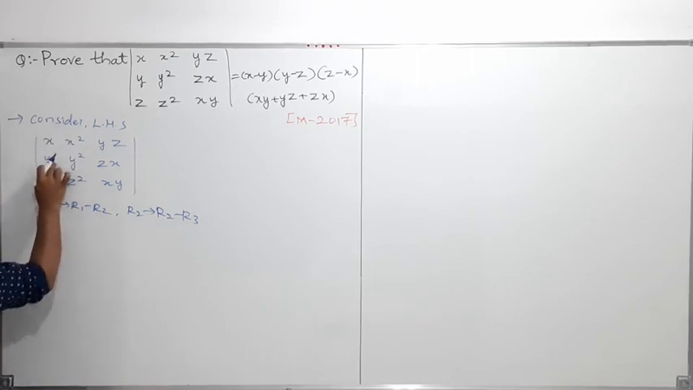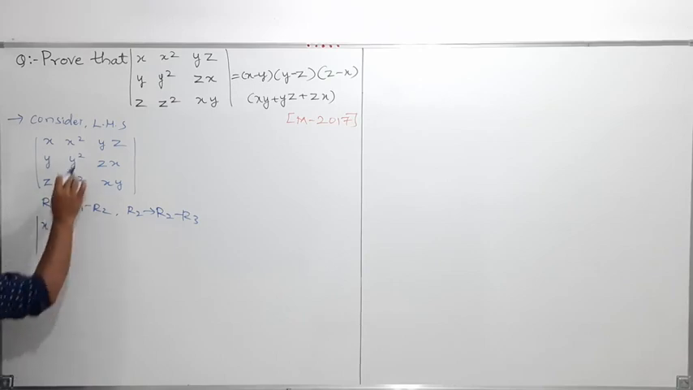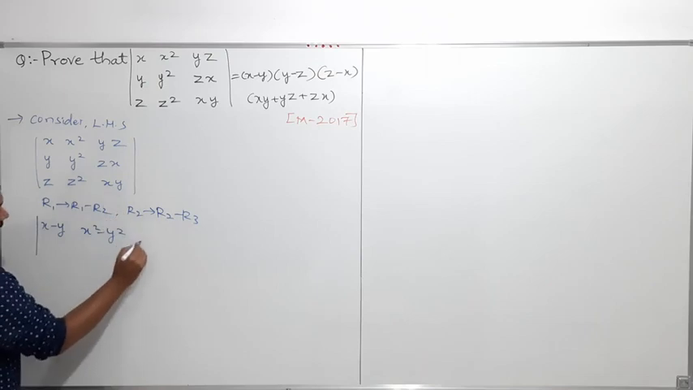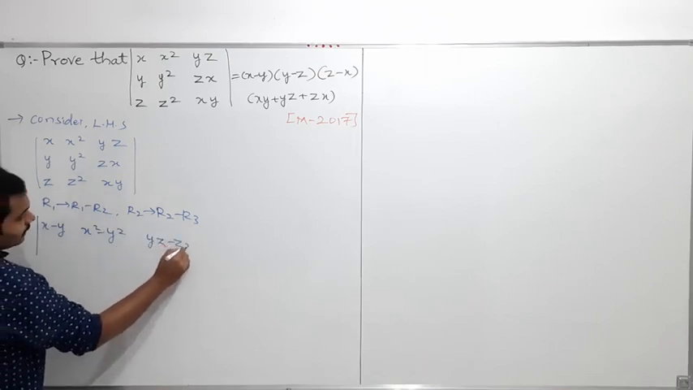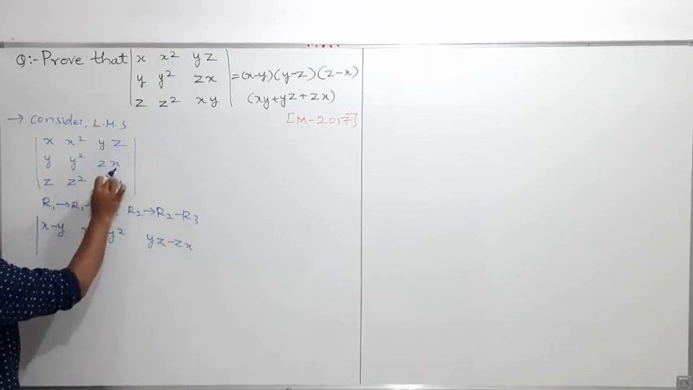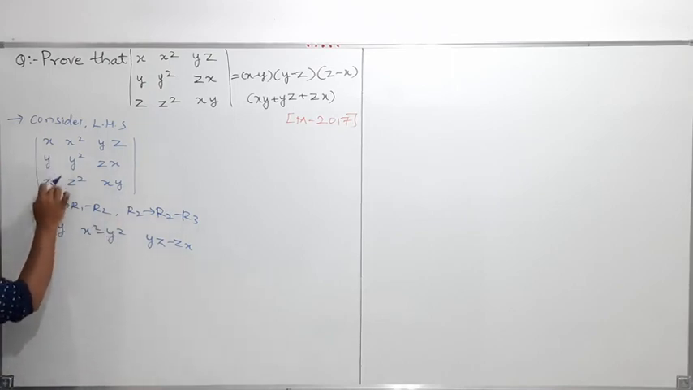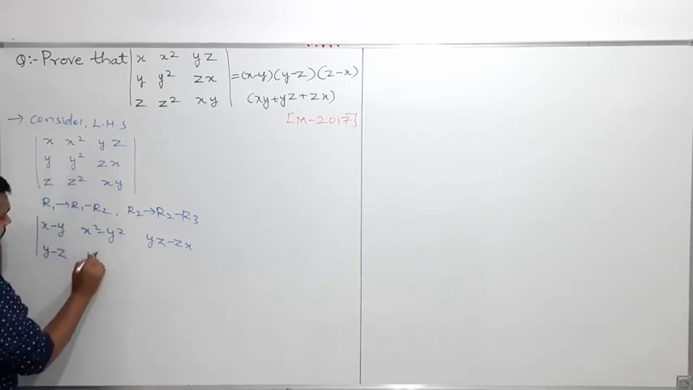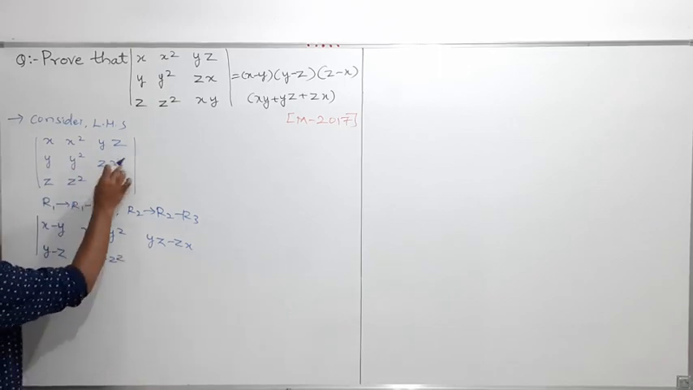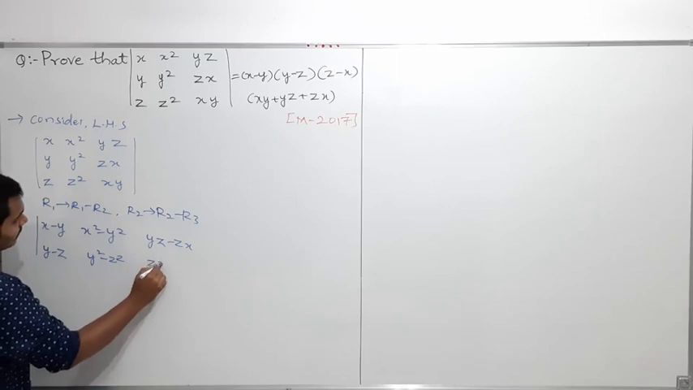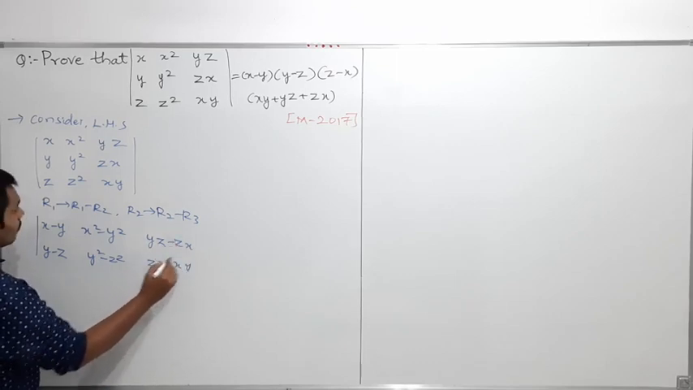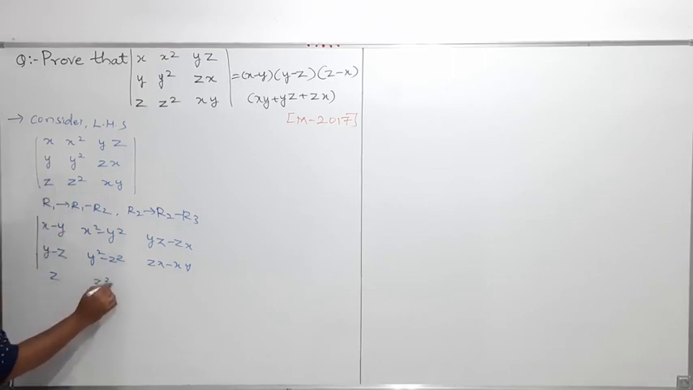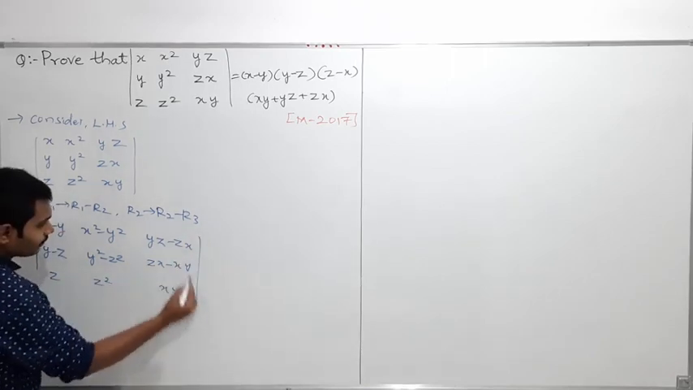So therefore this element minus this element, x minus y. And next this element minus this element, x square minus y square. And next here is yz minus zx, this element minus this element. And next this element minus this element, y minus z. And next here is y square minus z square. And next this element minus this element, zx minus xy. And now row 3 is as it is, so z square, xy. Clear.